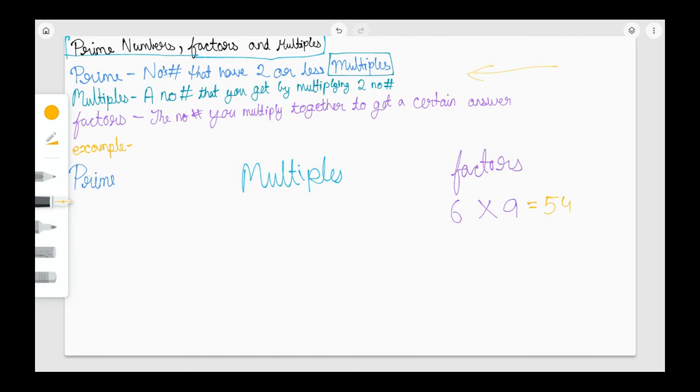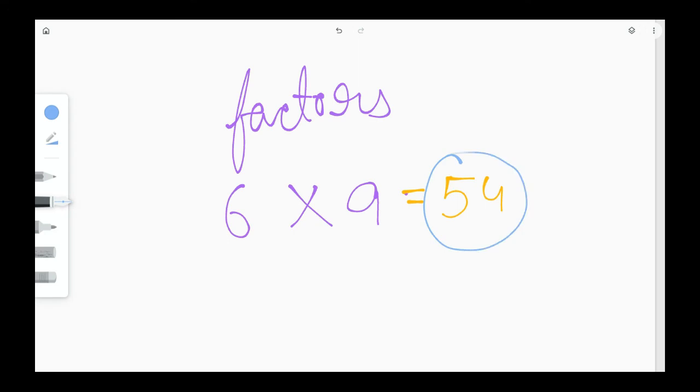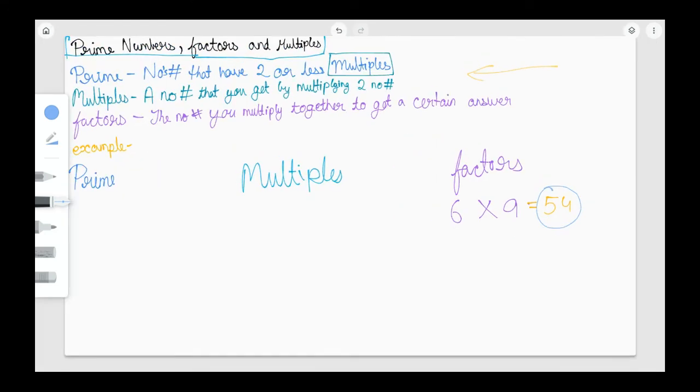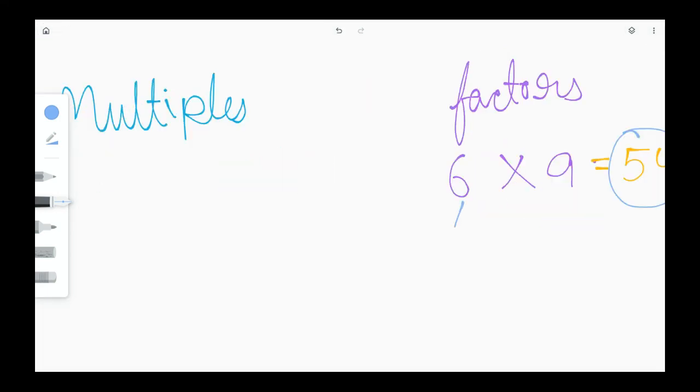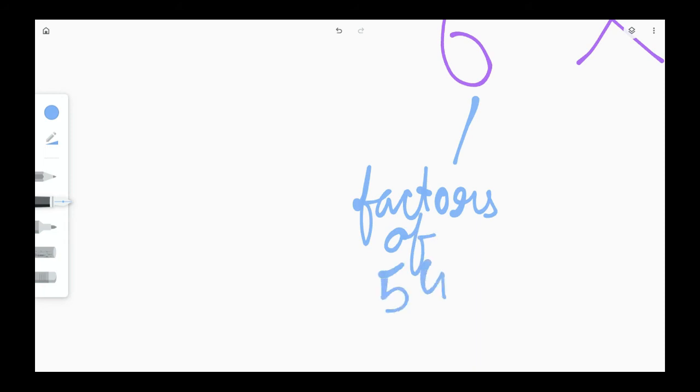Now my answer is 54. And what my sentence says right here is the number you multiply together to get a certain answer. So the two numbers that you are using to multiply are our factors. So 6 is a factor and 9 is a factor. Factors of 54.